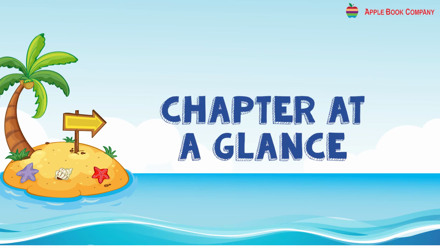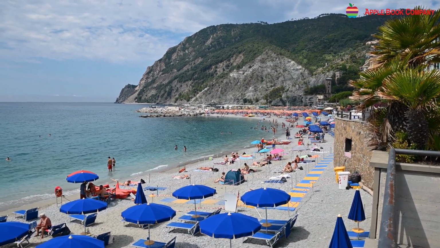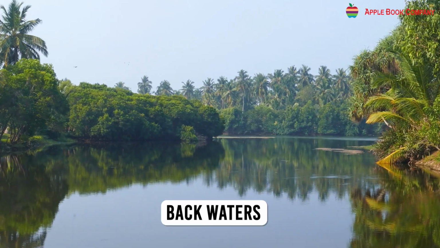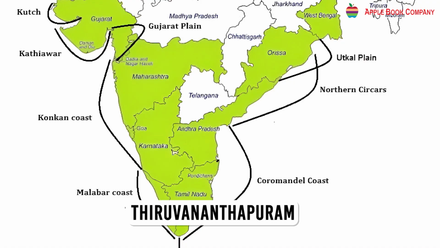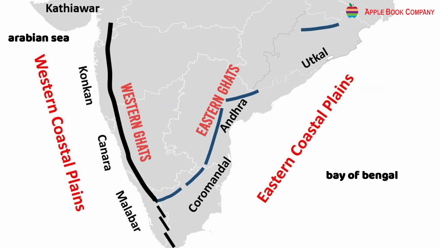Chapter at a glance. The coastal plains are areas of land next to the sea coast featuring beaches, harbors, backwaters, and port towns. India's coastal plains stretch for 6,000 kilometers from Gujarat to West Bengal. The western coastal plains lie between the Western Ghats and the Arabian Sea, while the eastern coastal plains are between the Eastern Ghats and the Bay of Bengal.